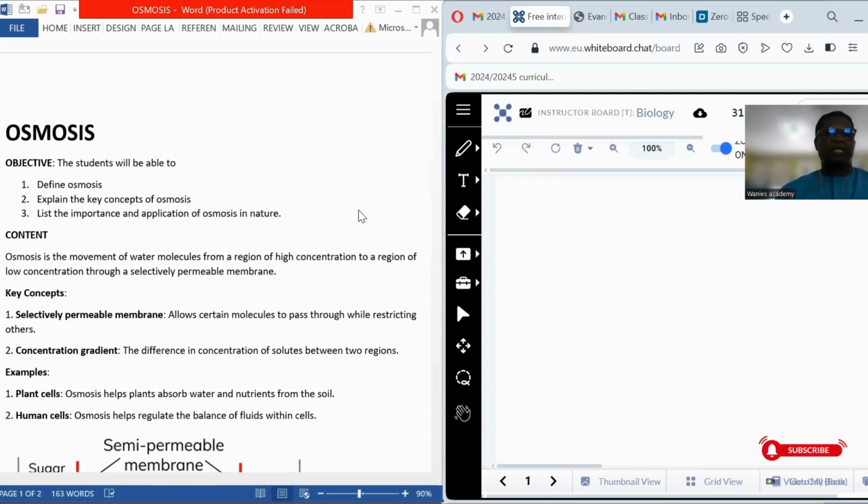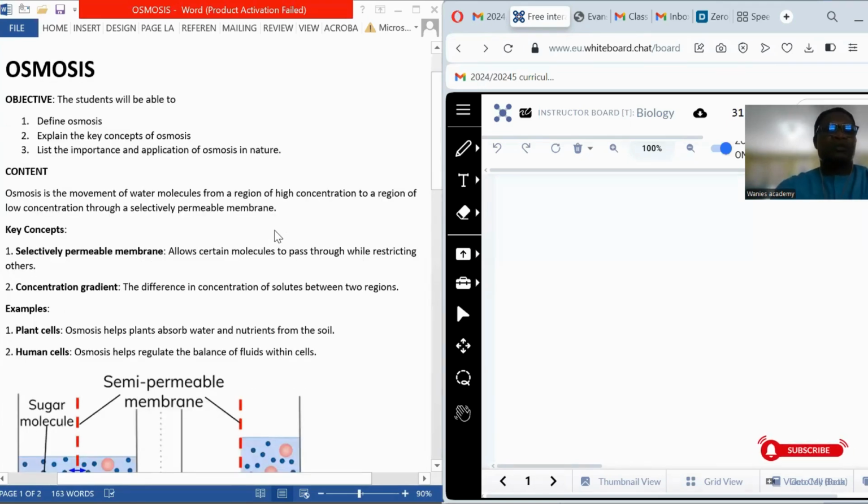In our biology class today, we will talk about osmosis. At the end of the day, we will be able to define osmosis, explain the key concepts of osmosis, and list the importance and applications of osmosis in nature.